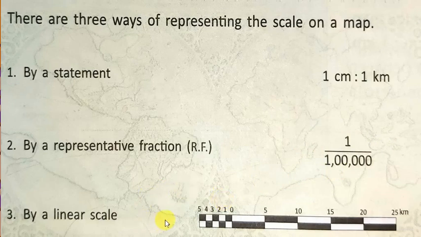Moving on to the third way of showing scale on a map, that is the linear scale. It is also known as the graphic scale. The map distance is shown with the help of a straight line. As you can see, a straight line has been used here. The line is divided into two parts.